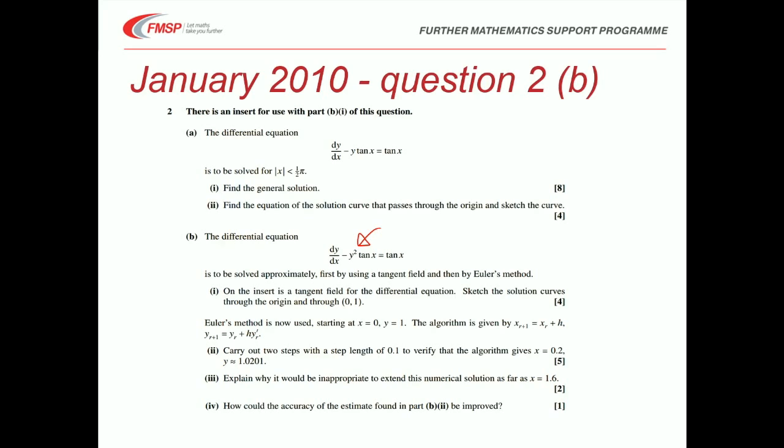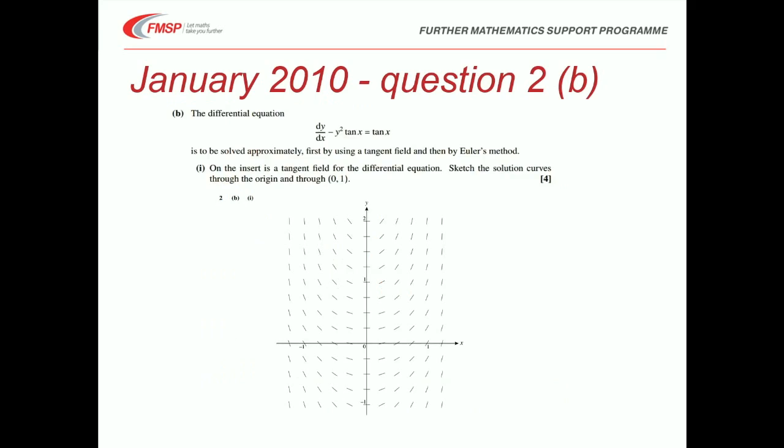In fact, you can still separate the variables, I believe, here, but we're not going to do that because it ends up being hard to integrate even if you have a method for it. And they don't ask you to do that, they ask you to solve it approximately using a tangent field and then by Euler's method. So we're going to see both of them. In fact, the tangent field bit is extremely easy, 4 marks available for this, but they give you the tangent field on a little insert.